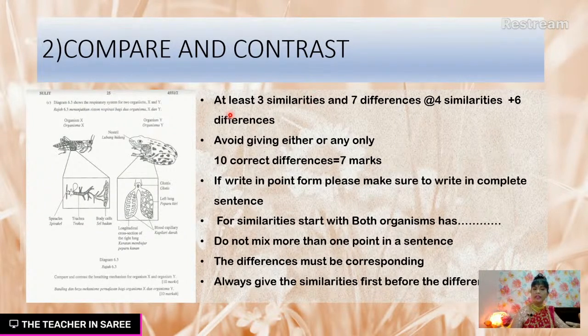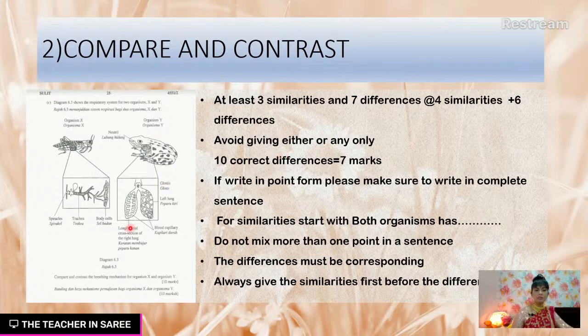So that is what I already listed here. When the question does not say how many similarities or how many differences you're supposed to give, give at least 3 similarities and 7 differences, or 4 similarities and 6 differences. Or if you can find more similarities and want to give more, be my guest, but you have to give the differences too. That's why in the second sentence I said, avoid giving either or any.